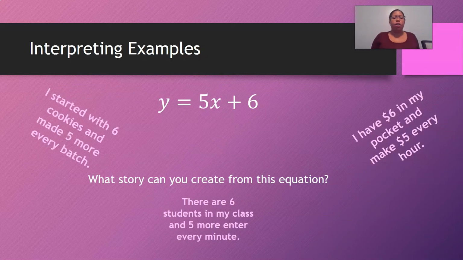So such as if I was given the equation y equals 5x plus 6, I can interpret that or create a story for anything, such as my rate that I'm changing is 5 and I started off with 6. So one example could be I started off with 6 cookies and I made 5 every batch, right? My cookies were my independent, and that's what I'm changing every time. There's 6 students in my class, and 5 more enter every minute. I started off with 6, and the change is plus 5 every time. Or I have $6 in my pocket, and I make $5 every hour. Your 5 is what is changing, and your 6 is what stayed the same, what I started off with.